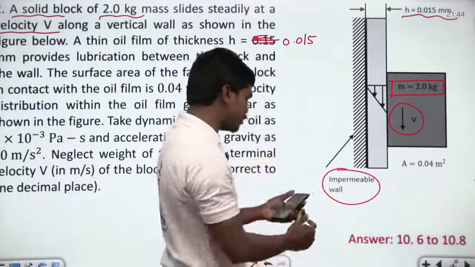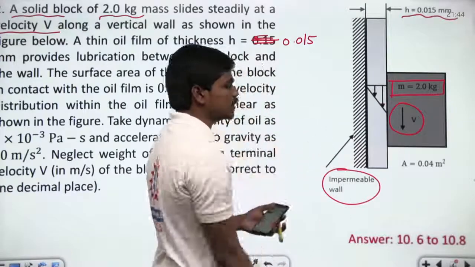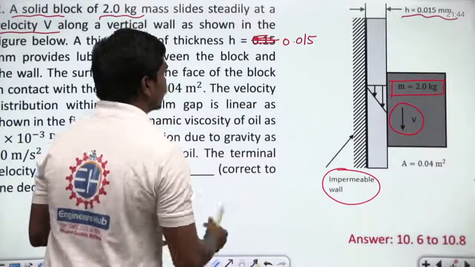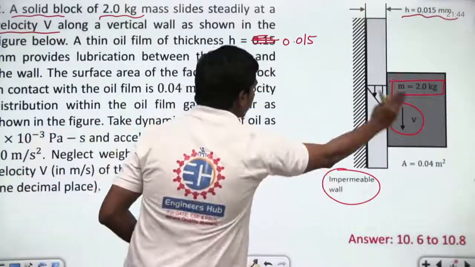What is the meaning of impermeable? There can't be any viscous fluid coming through the pores of this wall. Correct? So it is impermeable. So there is an impermeable wall and also a block sliding.